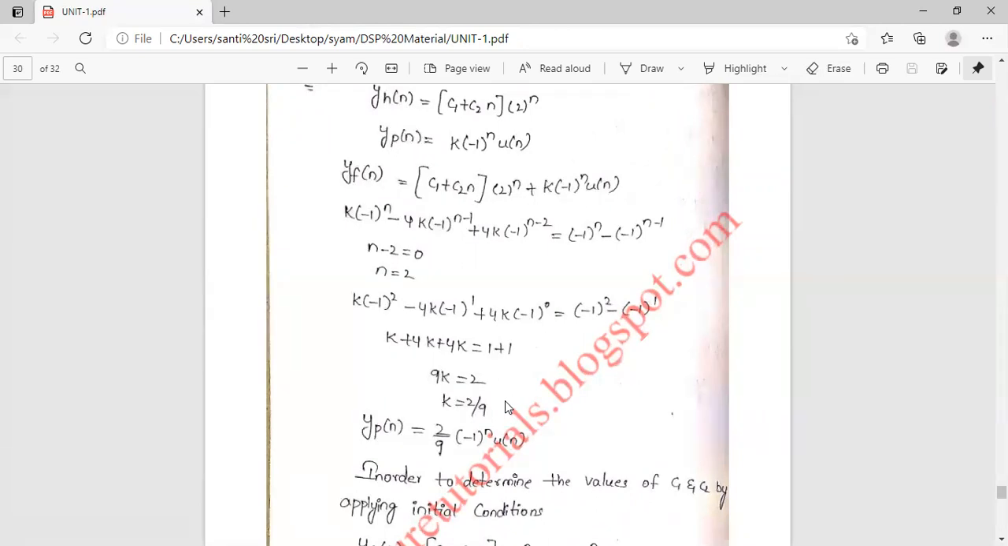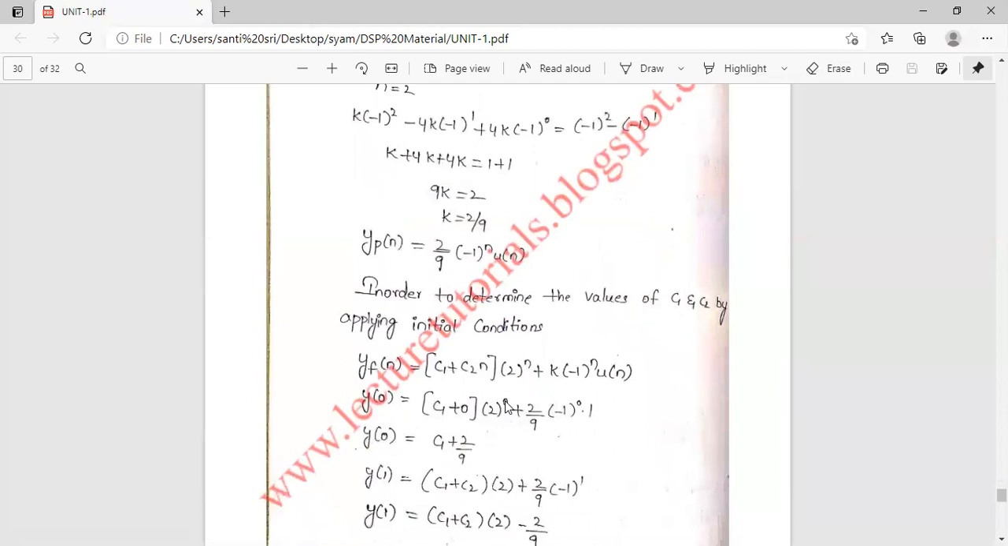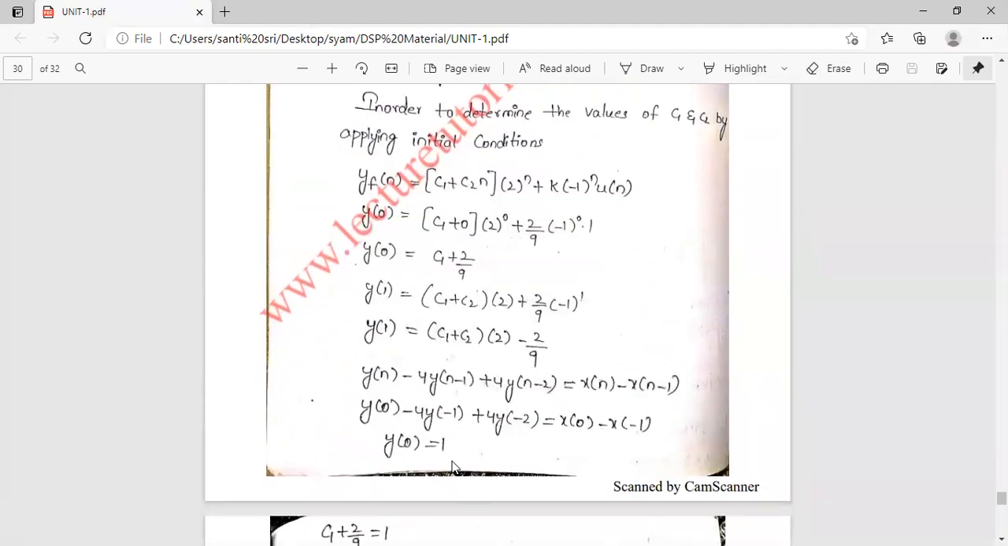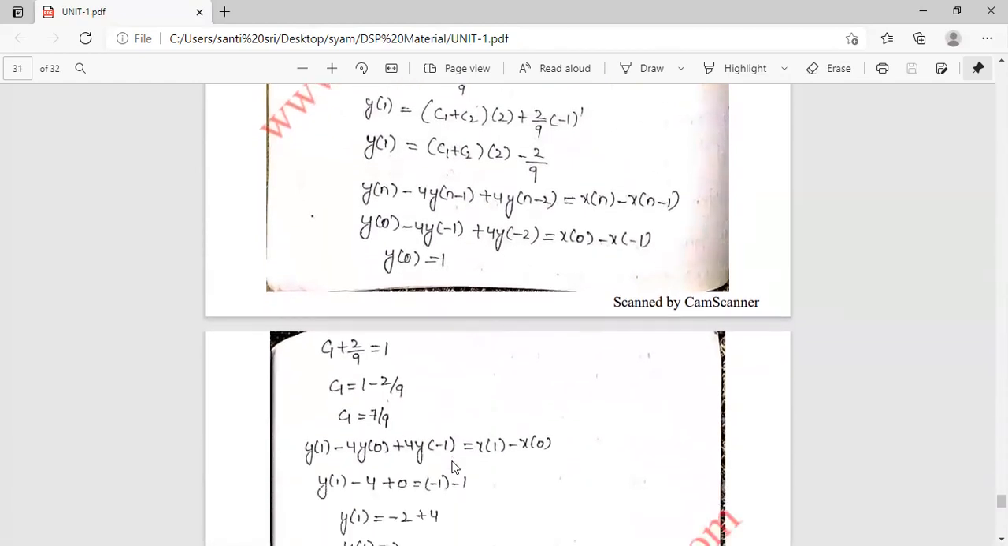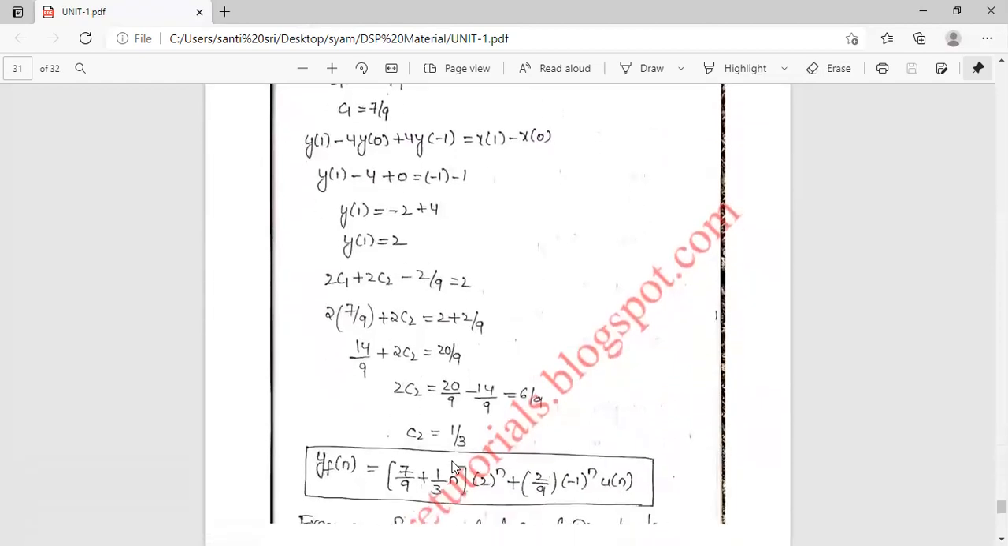Right? So after that we will find out the coefficients c1 and c2. By substituting the values of n at 0 and 1, we will get y of 0 equal to c1 plus 2 by 9, y of 1 equal to this one. Then in the difference equation we apply the zero initial conditions, so we will get y of 0 equal to 1, then c1 equal to 7 by 9, then y of 1 equal to 2, then c2 equal to 1 by 3.